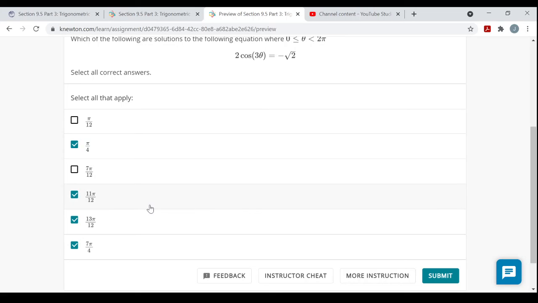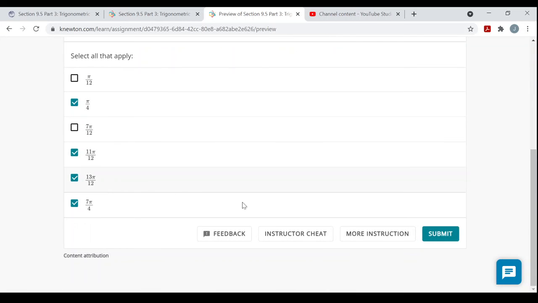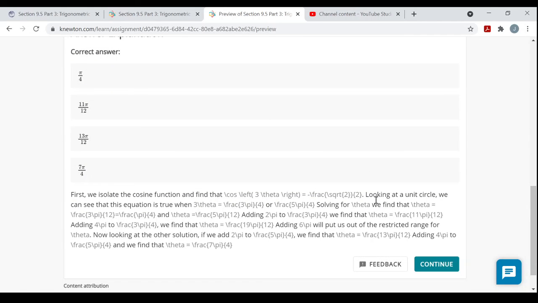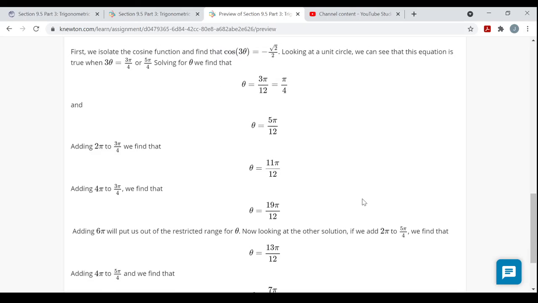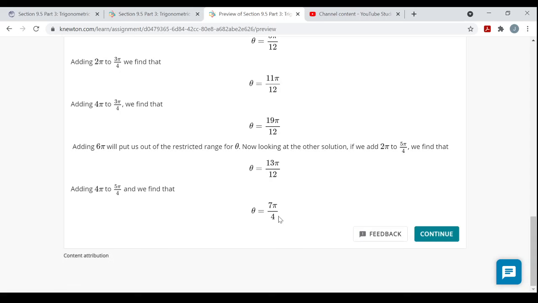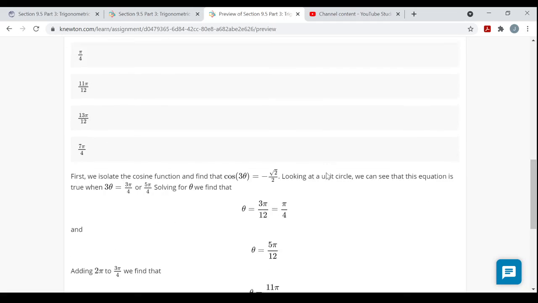They're missing 5 pi over 12 and 19 pi over 12, but I'm sure that they just don't put in more than 6 choices. But there were 6 solutions that fit this description. We only had to select these 4 though. Yeah, see they've got 5 pi over 12, they've got 11 pi over 12, pi over 4, 19 pi over 12, 13 pi over 12, and 7 pi over 4. See, they got 6 of them here. They describe them, but only those 4 were on the list.